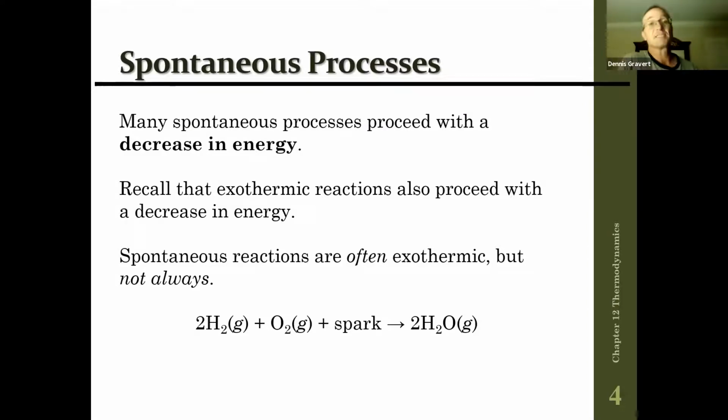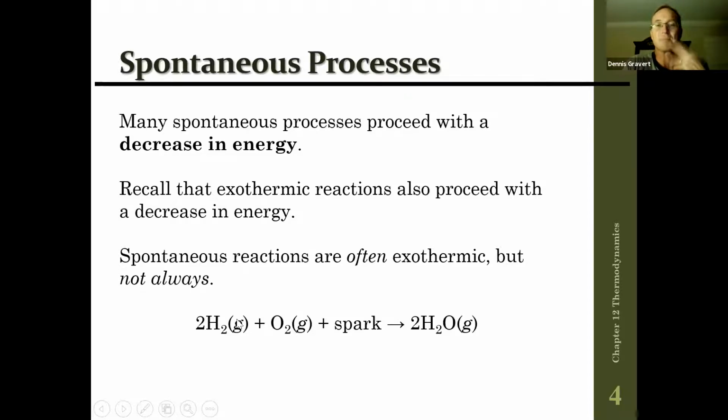But here's some trends. Most spontaneous processes proceed with a decrease in energy. Sometimes that's exothermic, right? So I said the fire was spontaneous. Once it's lit, it keeps going until it burns up everything. And fires are definitely exothermic, giving off energy. So maybe that's the key. And the answer is no, not the complete picture. Spontaneous reactions are usually or often exothermic, but not always.